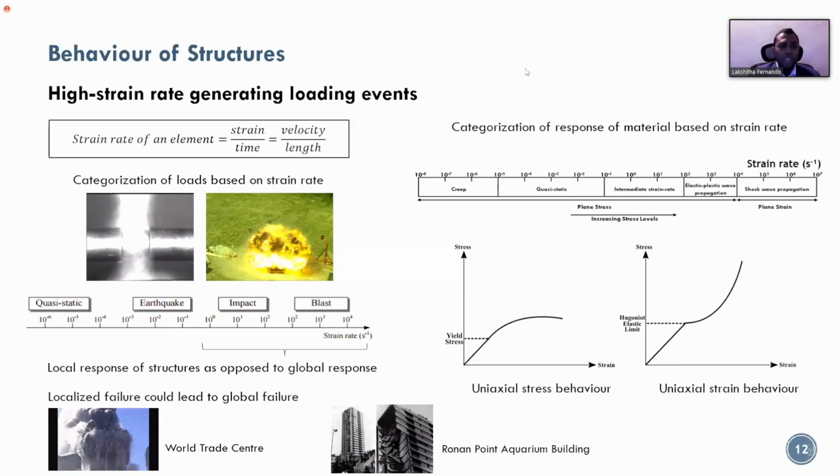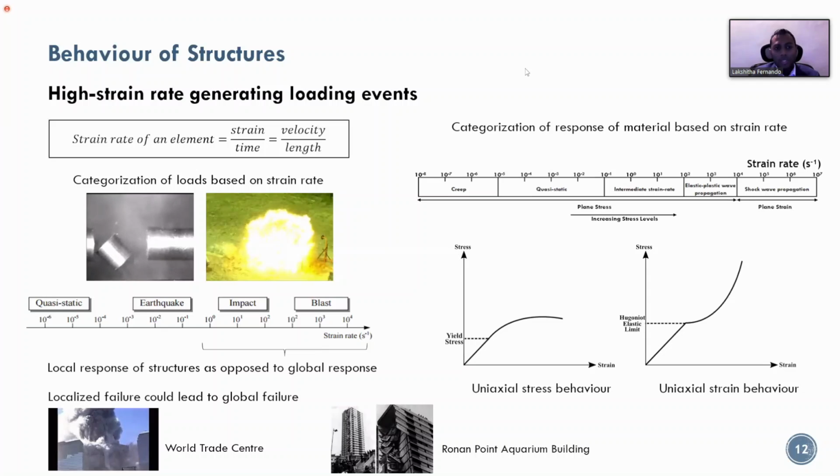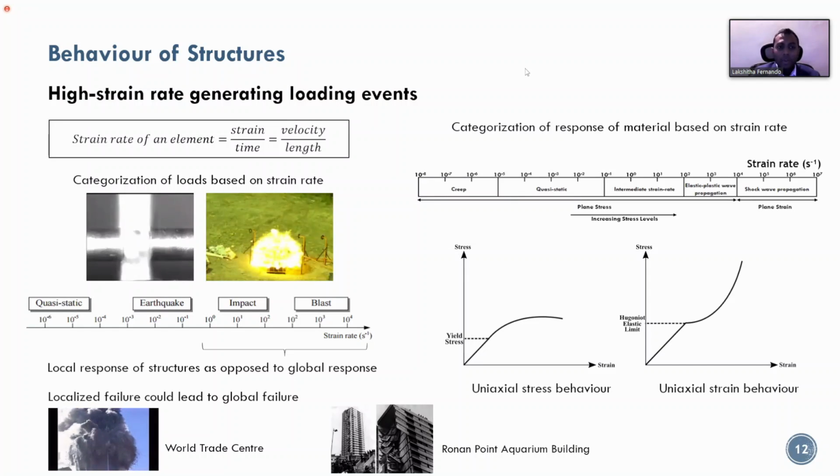You can also explain it in terms of velocity divided by length for a given element. Now, why this is not generally used in static design is because we don't have to deal with velocity in static design. Our load is static, as the word itself implies. There's no effect of the strain rate.